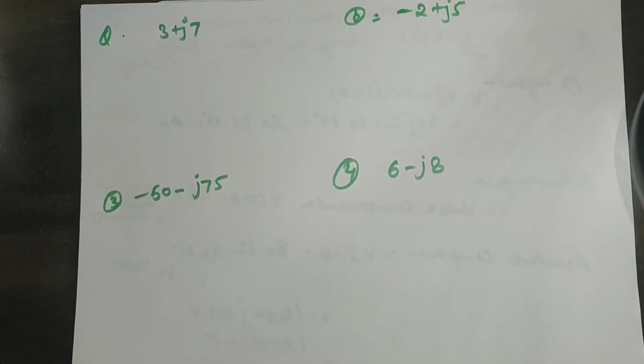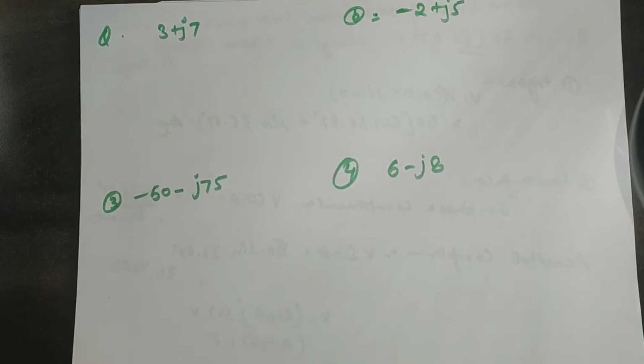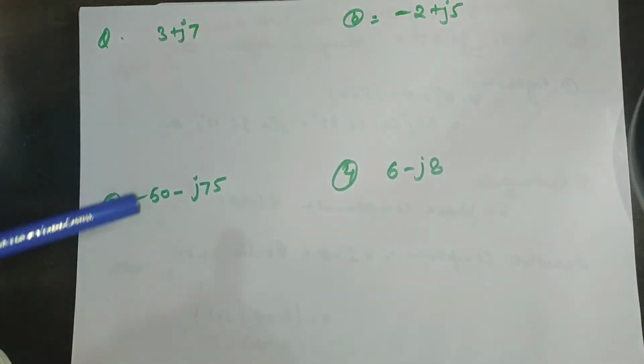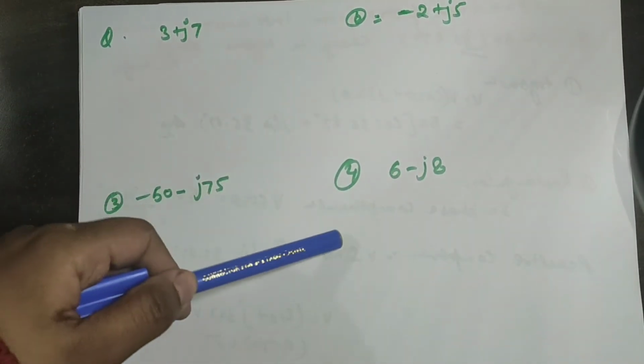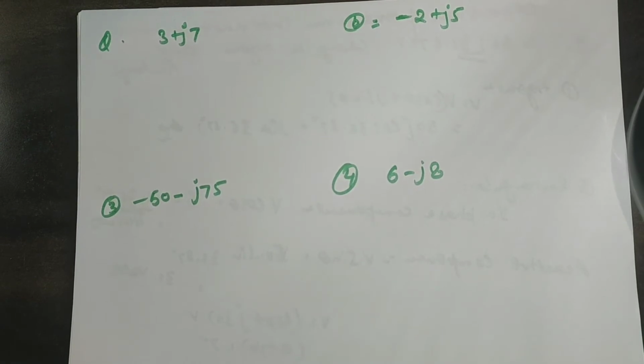Now we will discuss another topic, that is converting rectangular form into polar form. So these are the questions and all are in rectangular form. You have to convert them into polar form. We have taken 4 examples with the values A plus jB, minus A plus jB, minus A minus jB, and A minus jB. All the forms are taken here. So please stay tuned and see how we can do that.